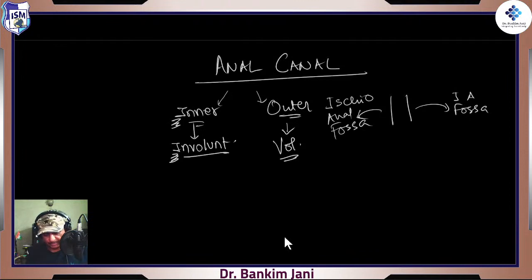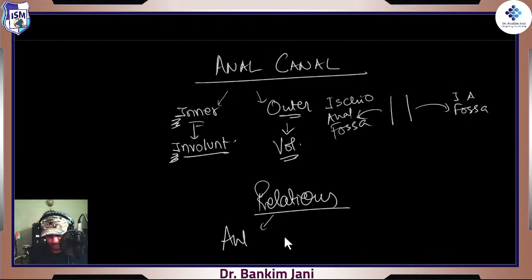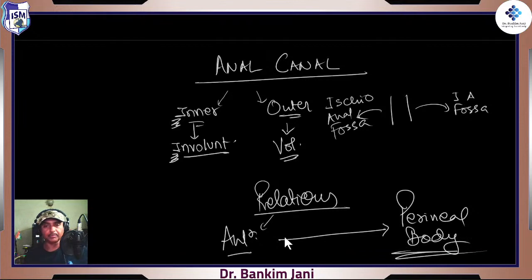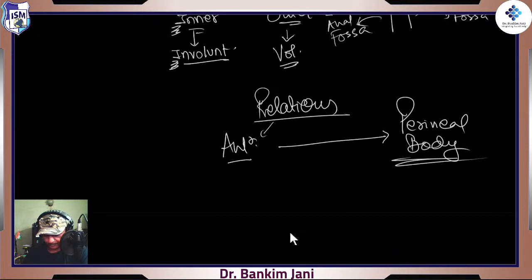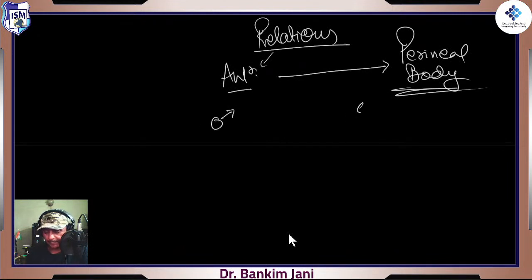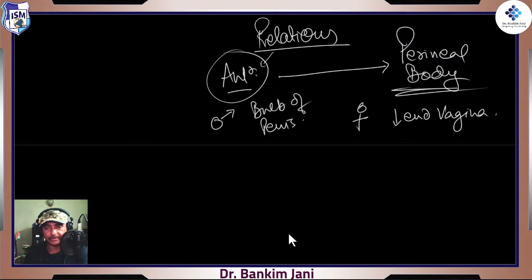Now, when we talk about how exactly it is located, right? Two things we'll understand instantly for the relations, right? For the relations, the anal canal anteriorly, don't forget to mention perineal body, right? Because that is the most important anterior relation, perineal body, right? Then in case of male and female, there would be minor variation. In case of males, there would be membranous urethra and the bulb of penis, right? And in case of female, it would be the lower end of vagina. So that's the anterior relation.